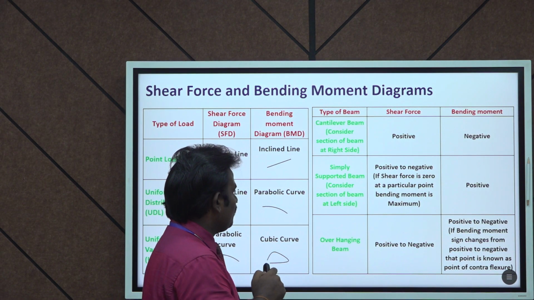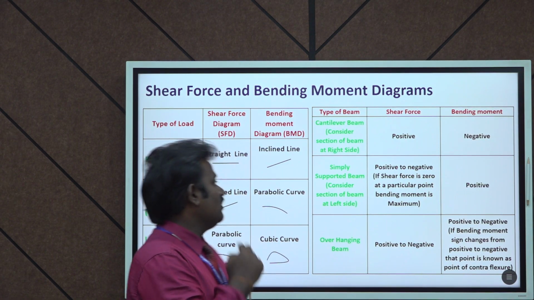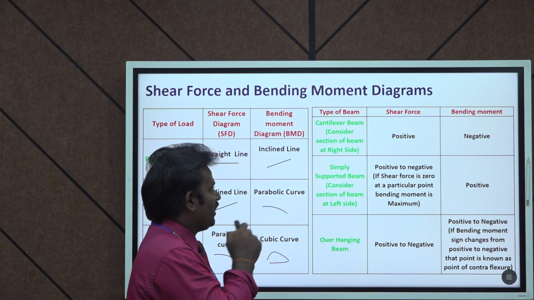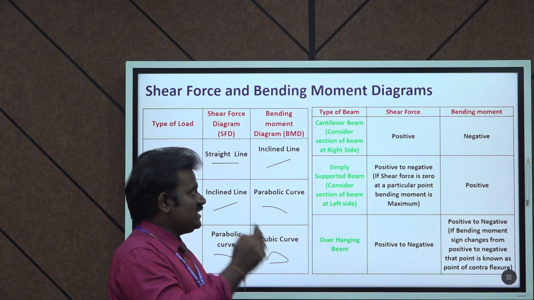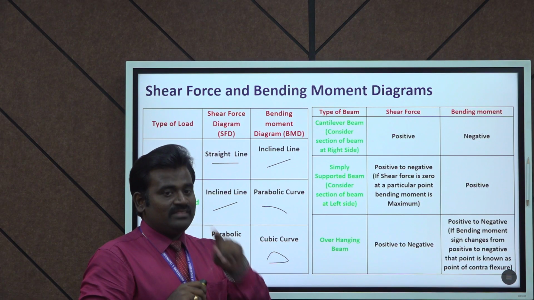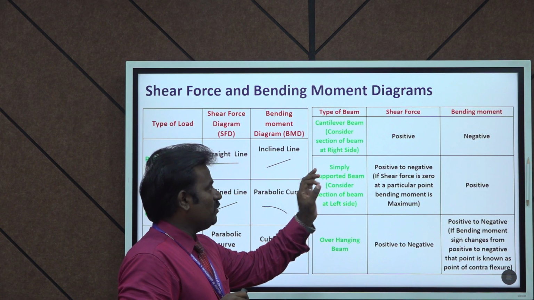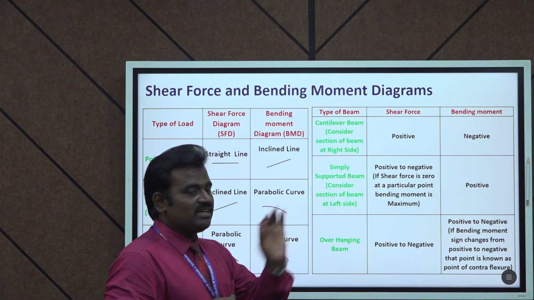For a simply supported beam, we are going to consider the beam section as the left hand side. The shear force changes its sign from positive to negative. When shear force is 0, at that particular point the bending moment is maximum. Then bending moment for a simply supported beam is always positive.